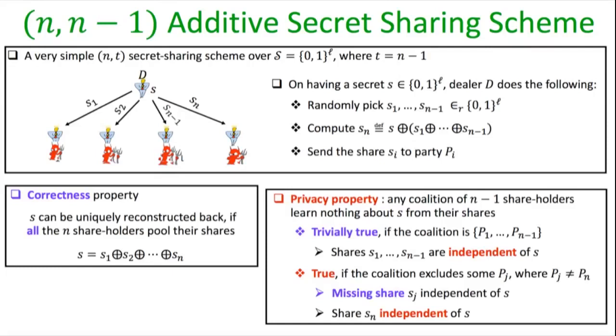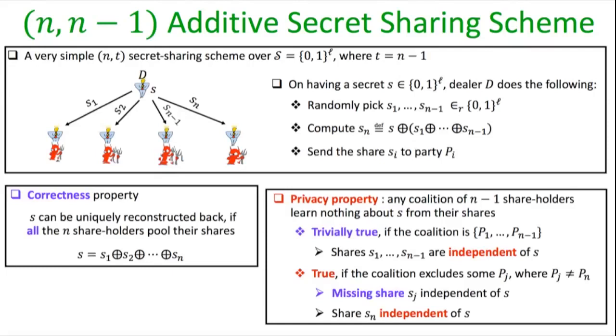Case 1 could be when the n-1 shareholders which you are considering are the first n-1 shareholders. So if I consider the first n-1 shareholders and imagine that they are bad, that means they are colluding and trying to recover back the secret, then it is easy to see that they will fail to find out what exactly the secret S is.